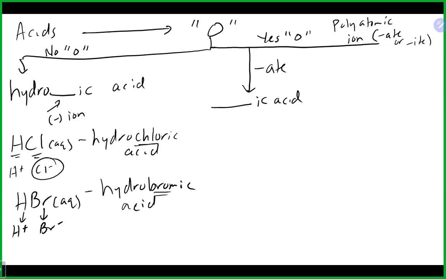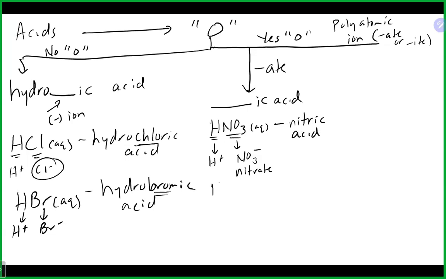So, for example, HNO3. That is H plus, and that is our polyatomic ion NO3 minus. This is known as nitrate, ATE. That means HNO3 would be nitric acid. So this would be nitric acid based off of that.